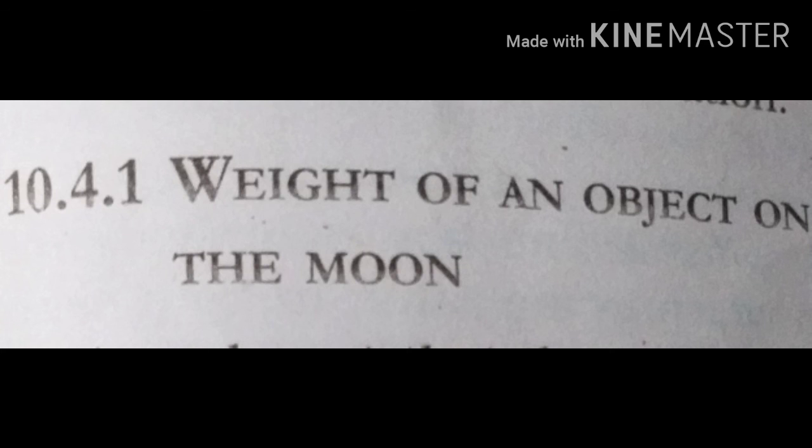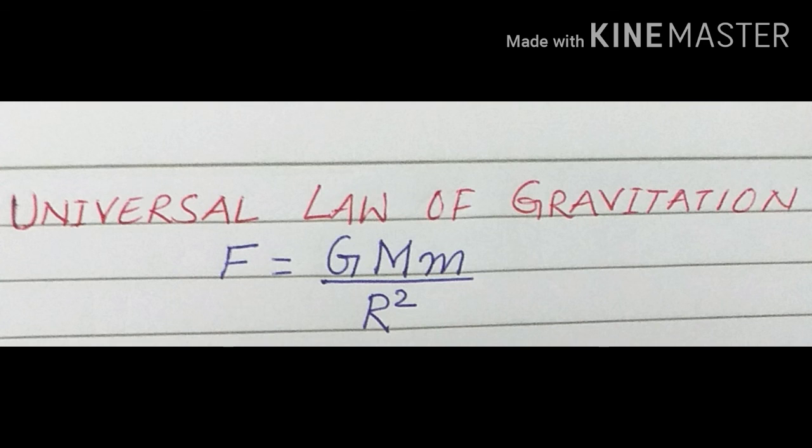In order to prove this, that the weight of an object on the moon is less, we go back to gravitation, that means the universal law of gravitation. From the universal law of gravitation we can derive the weight of an object on the moon. We know the universal law of gravitation: F equals capital G, capital M into small m, divided by R squared.